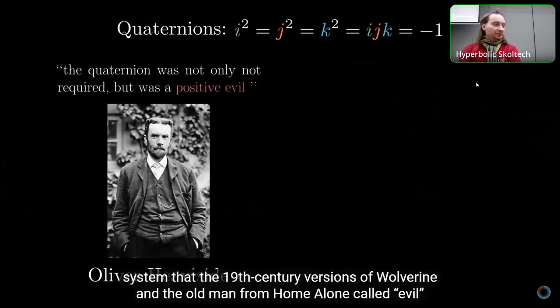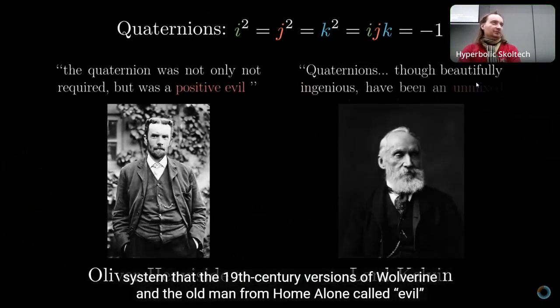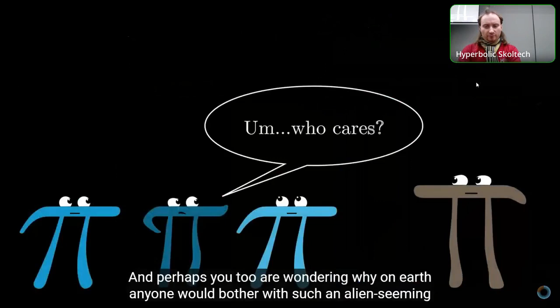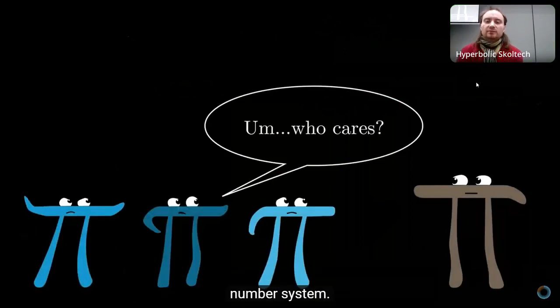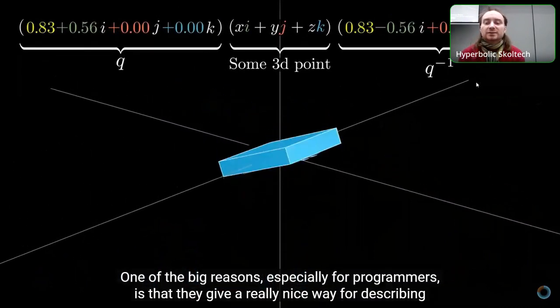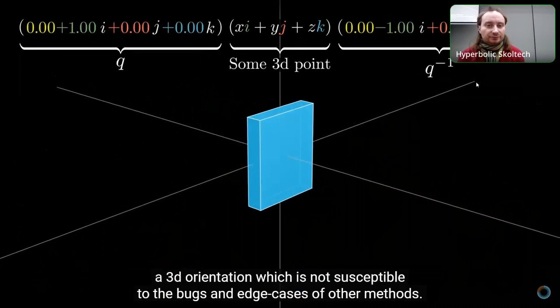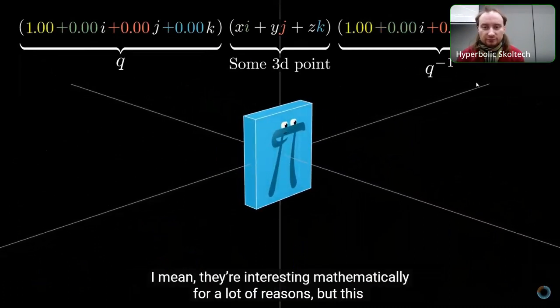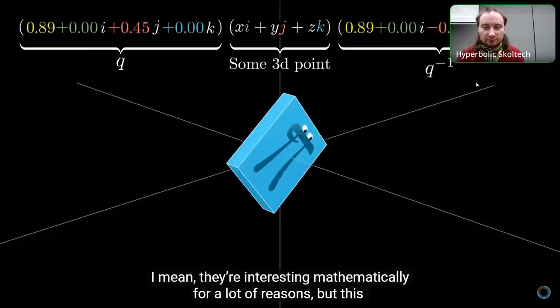And perhaps you too are wondering why on earth anyone bothered with such a big ABCD number system? Well, one of the big reasons, especially for programmers, is that it gives a really nice way of describing 3D orientation, which is not susceptible to the bugs and edge cases of other methods. I mean, they're interesting mathematically for a lot of reasons, but this application for computer graphics, robotics, and aviation is probably the biggest use case for quaternions.